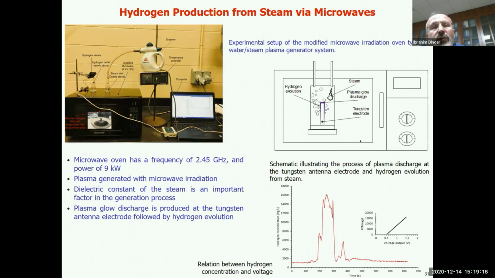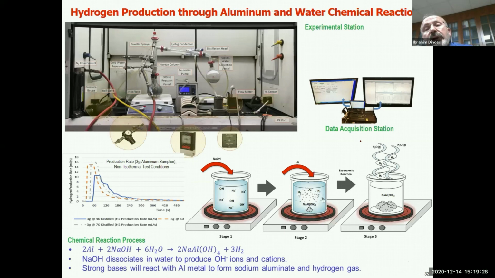This was also with another industrial partner, to check the feasibility of the process. And then getting into another one, this was aluminum and water chemical reactions. There was another industrial partner really coming to me and asking for this process to be investigated, and that was another work done.